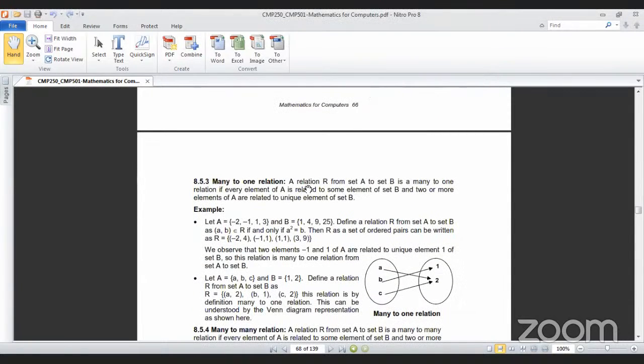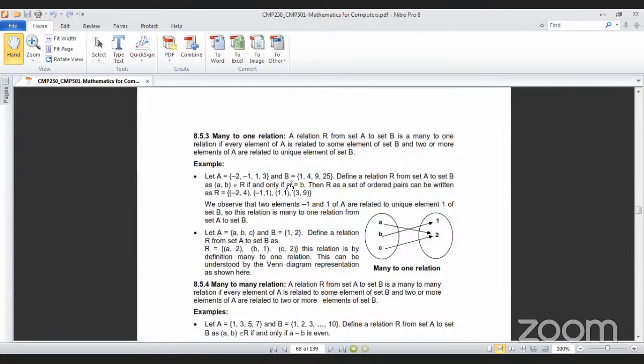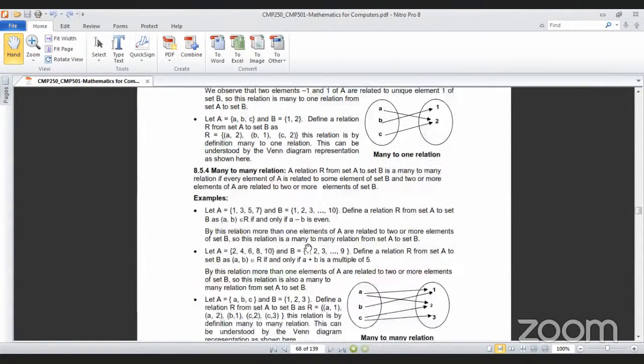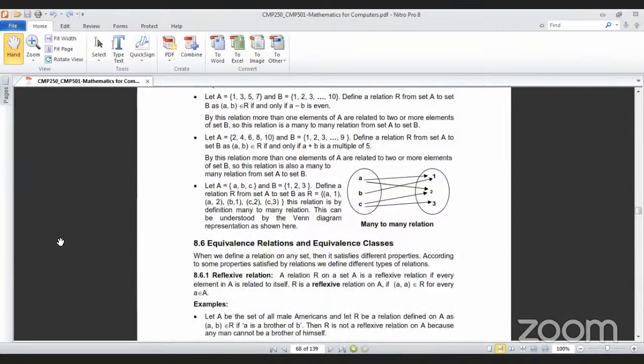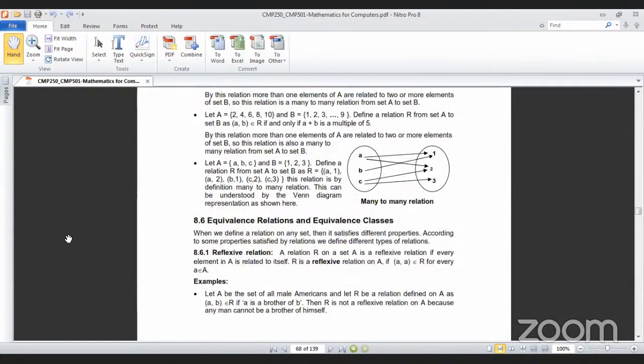After that, many to 1. See, 2 is related to A, it is also related to C. So here, if and only if A square is equal to B, so minus 2 in this format. And after that, many to many. Means anything is happening. A is related to 1, A is related to 2, 1 is again related to B. Understood all of these relations?